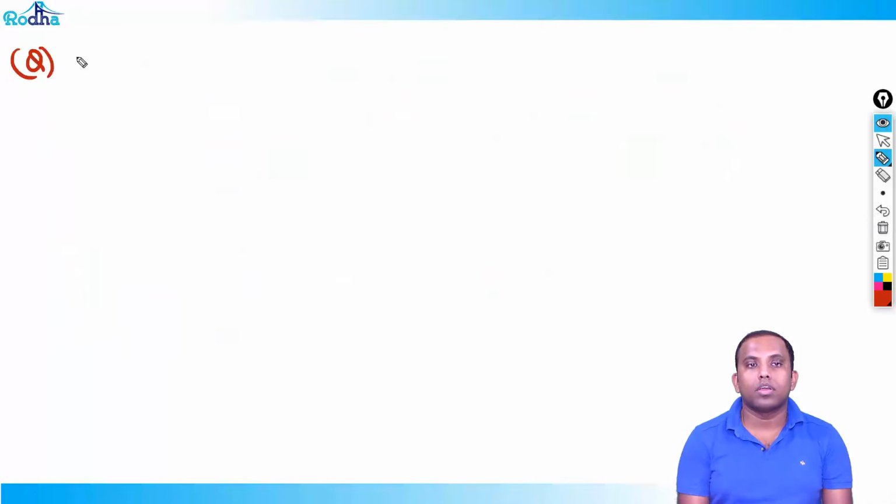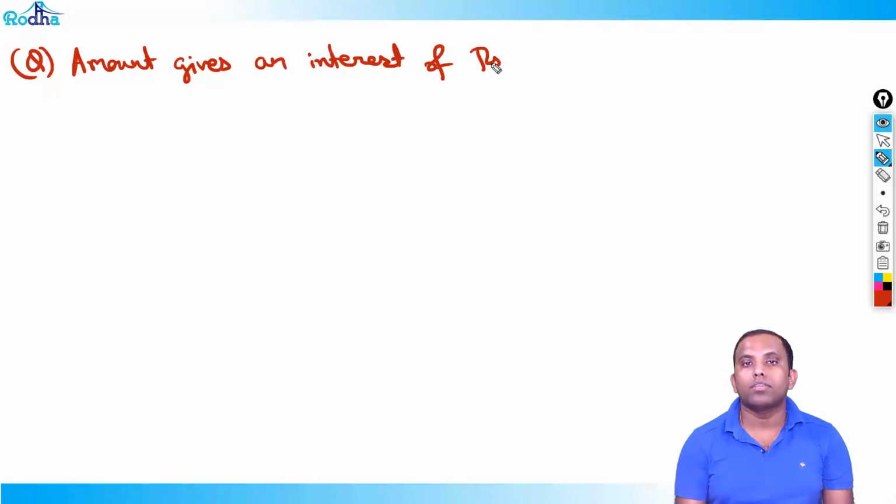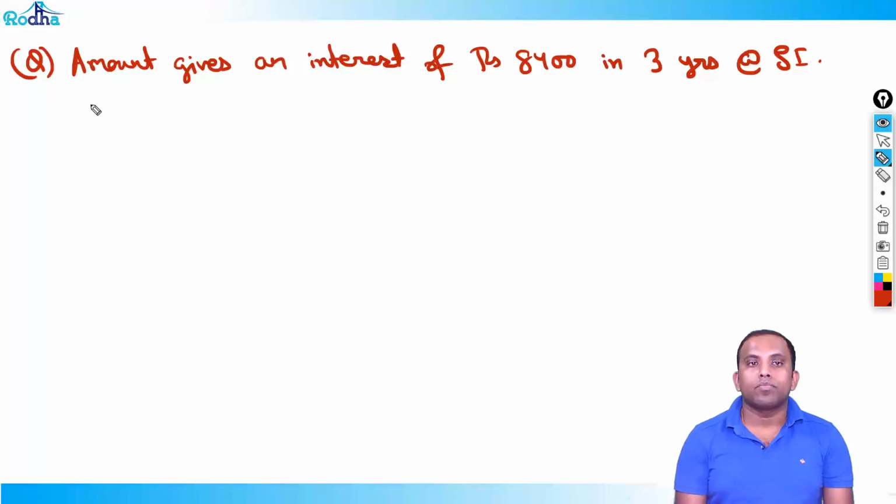An amount gives an interest of rupees 8400 in 3 years at SI. What is the SI for 1 year?